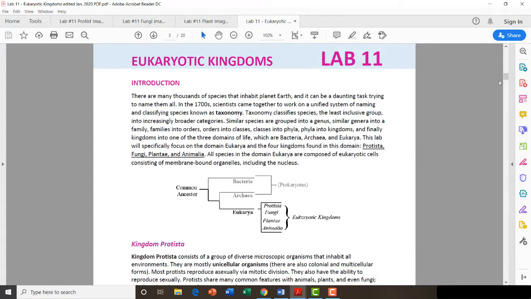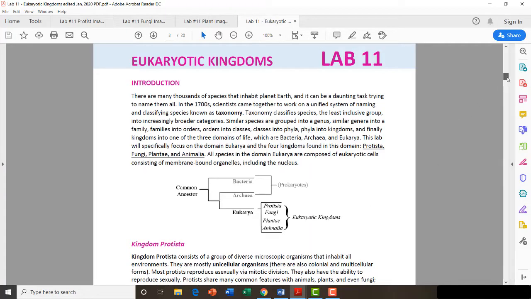Before I move on though, however, I just really want to point out this diagram. And this is really important so you understand the basis of this lab. So we have talked about the 3 domains of life: bacteria, archaea, and eukarya. Right now we're just focusing on one domain of life, eukarya. And within eukarya, it can be broken down into 4 kingdoms. So the 4 kingdoms are Protista, fungi, plantae, and animalia. And through this lab, you're going to investigate every single kingdom that you can find in eukarya, called eukaryotic kingdoms.